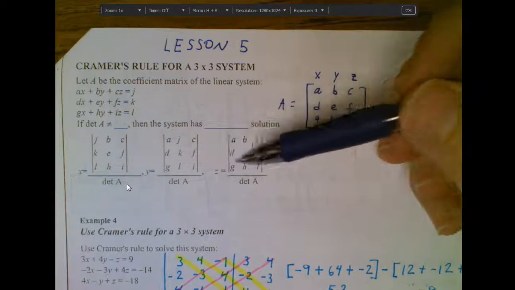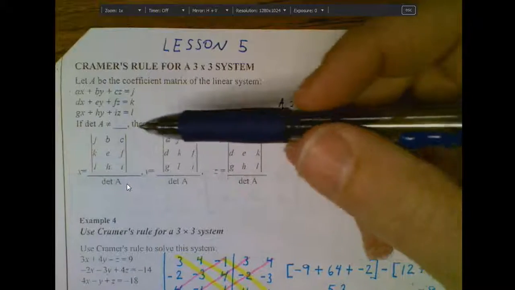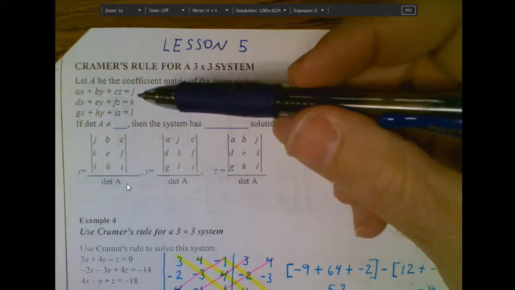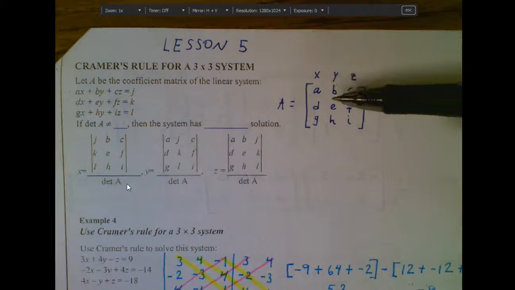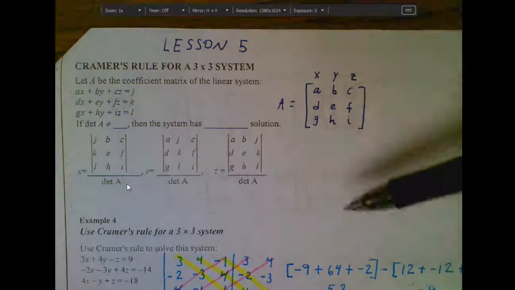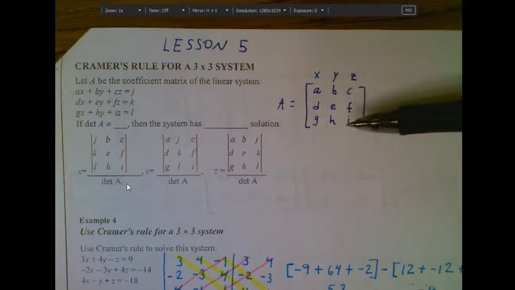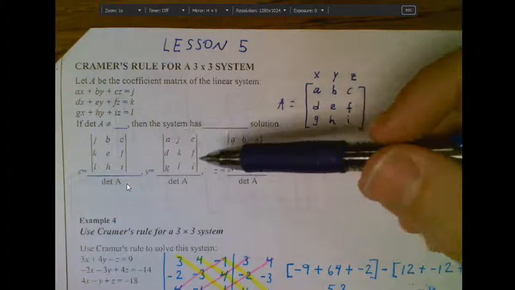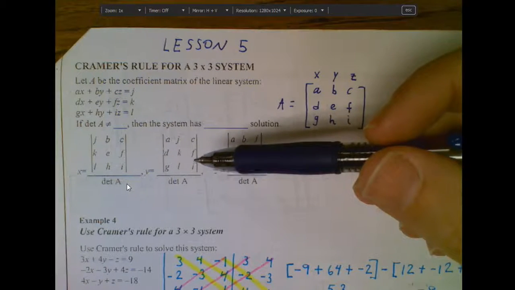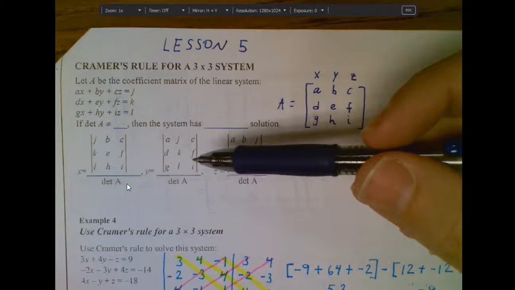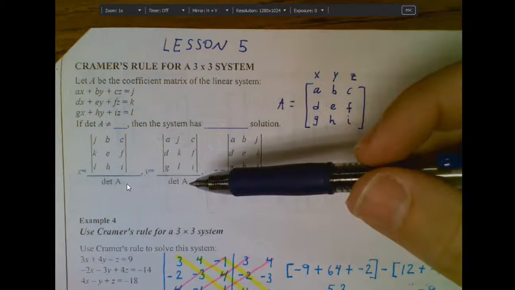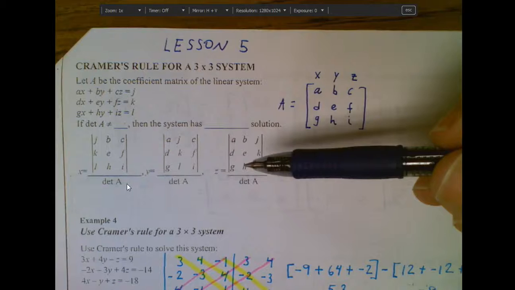I'm going to do the same thing for y and z. Now if I want to solve for y, I'm going to take my three constants, put them into the y column right there, and leave that one alone and that one alone, and so I get this look that you see right here. And then from there, again, I would take the determinant of this, divide it by this, and I get my answer for y. And then I got to do it one more time for z.